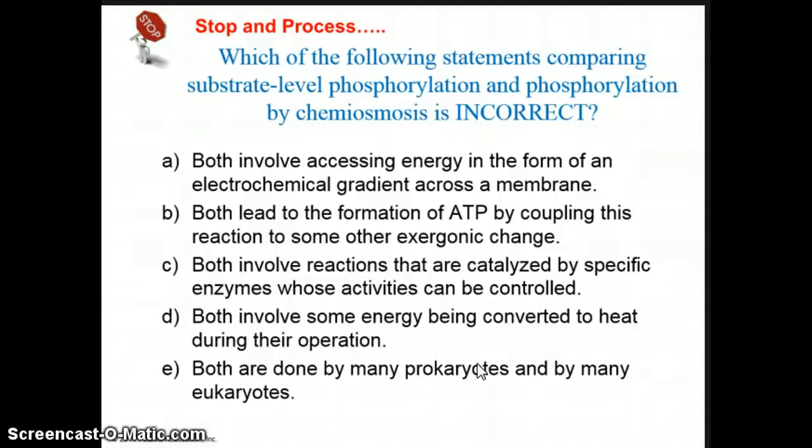But the answer is that the statement that's not correct is that both do not involve accessing energy in the form of an electrochemical gradient across a membrane. Only chemiosmosis uses that electrochemical gradient. Substrate level phosphorylation, which is how we get ATP from glycolysis and the Krebs cycle, relies on the breakdown of a molecule and getting the phosphate from an organic molecule to add to an ADP molecule. So it's an actual chemical reaction as opposed to a proton gradient.